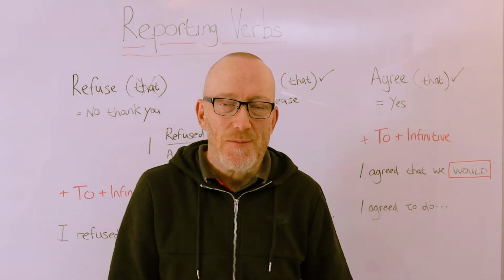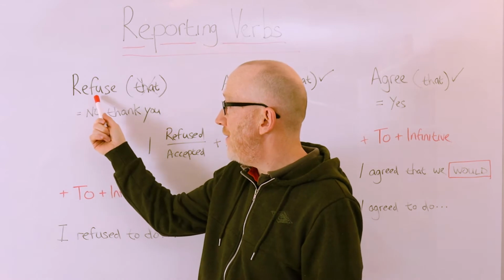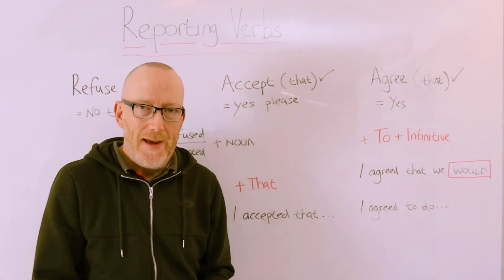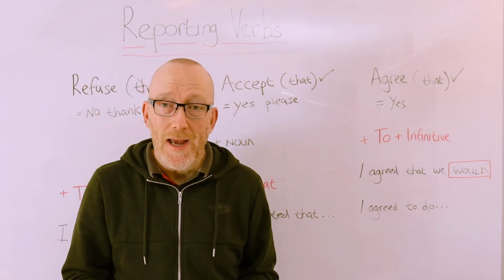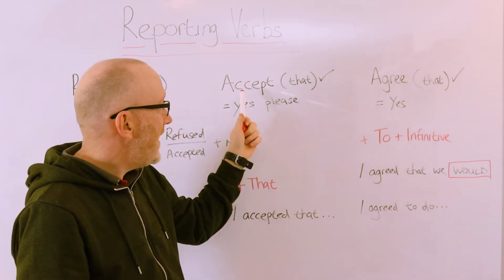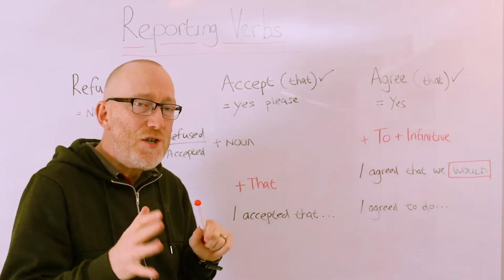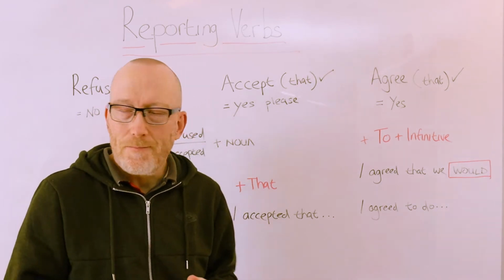So in today's class we're going to take a look at 3 different verbs. We're going to take a look at using refuse, accept and agree. Now I've chosen these 3 particular verbs because they're very interesting, but also accept and agree are commonly confused. So let's just make sure that we actually fully understand what these verbs mean.